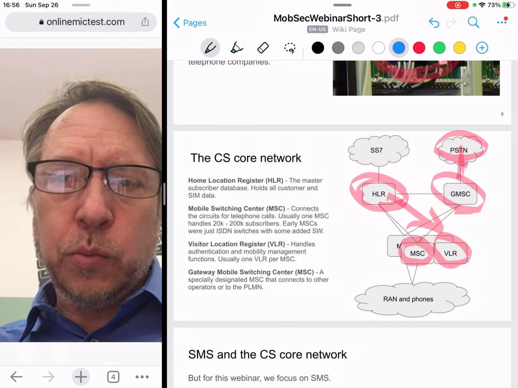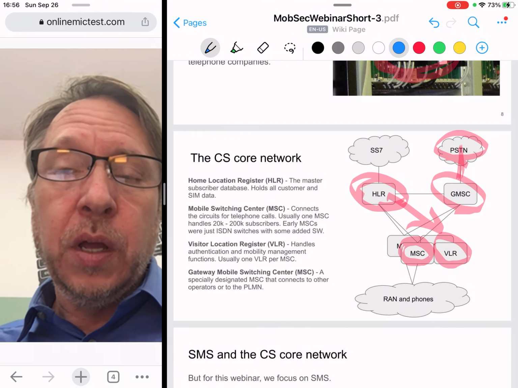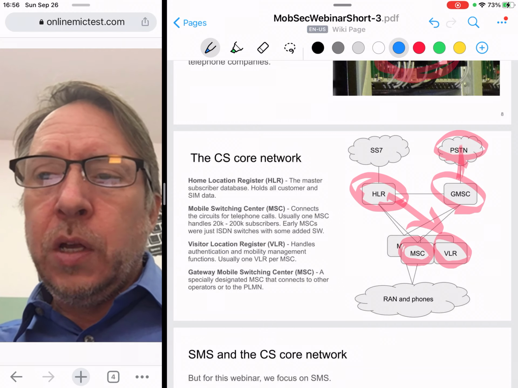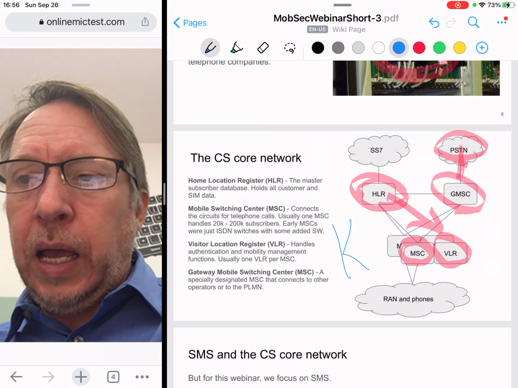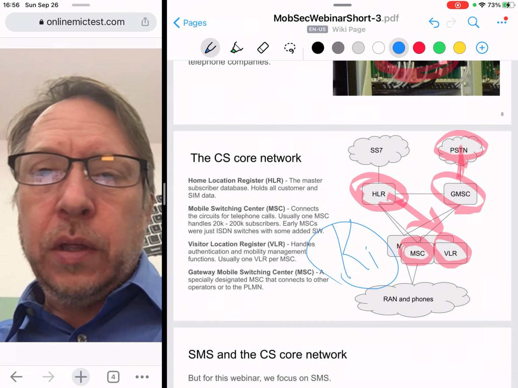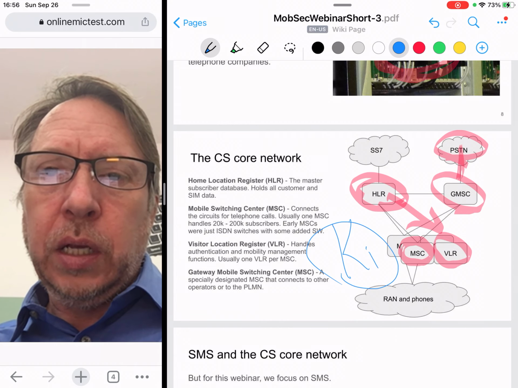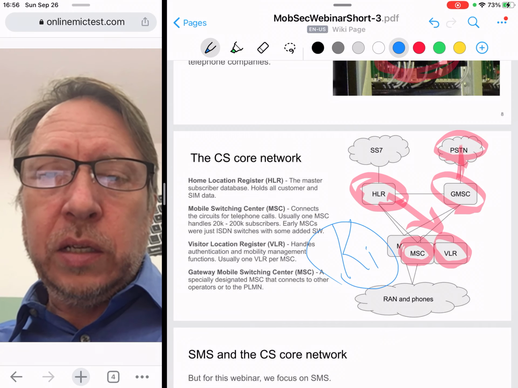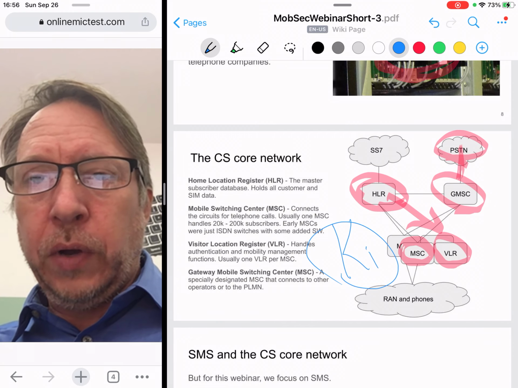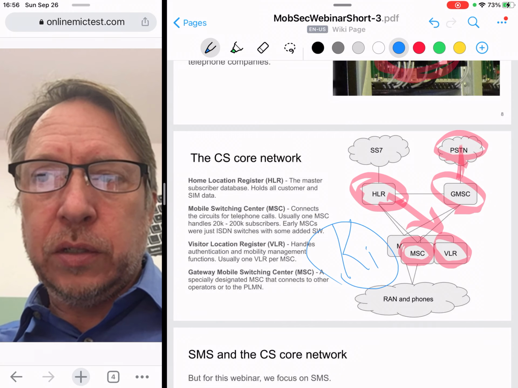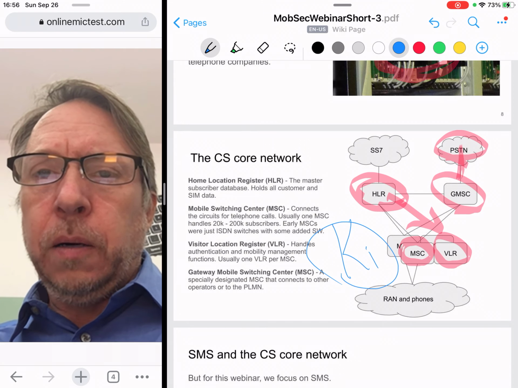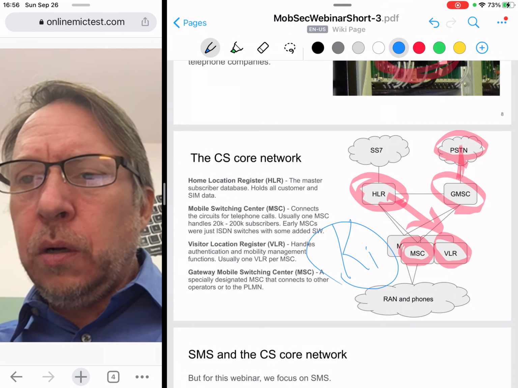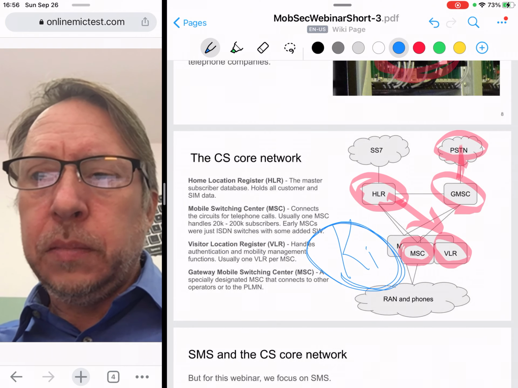So there's a secret key called KI that in principle should exist only in the HLR and in the SIM. It's in the SIM in a read-only part of the file system. You cannot access it from outside the SIM. And it's called KI, just KI. K for key, and I for, I don't know, but it's KI.